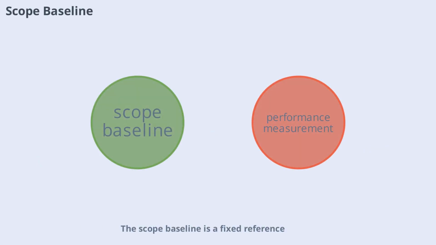Scope baseline is a fixed reference point that includes the approved scope statement, WBS, and WBS dictionary. It serves as the standard for measuring project performance and managing changes. Establishing a scope baseline helps ensure everyone is working toward the same goals. Let's discuss how to create and use a scope baseline effectively.